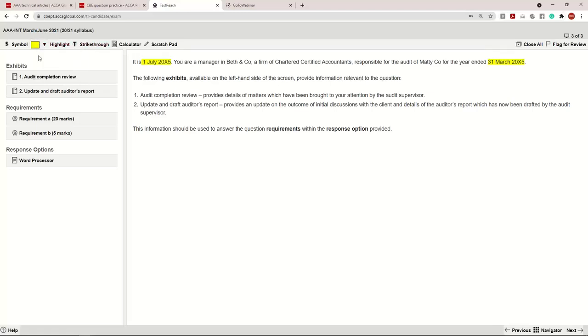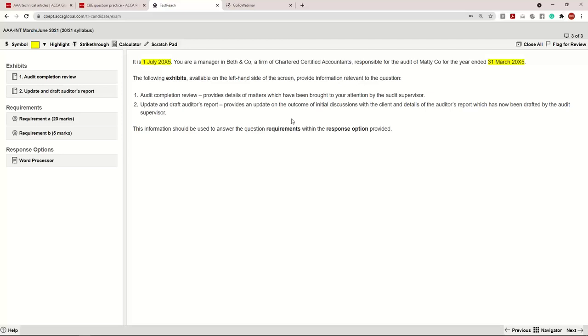Look at the dates. It is a reporting and completion question. The year end is 31st March. We are standing after the year end. It is the 1st of July. So are we at the completion and reporting stage? Are we ahead of the year end? April, May, June. So we are standing on the 1st of July. So are we standing at the stage of completion and reporting after the year end?